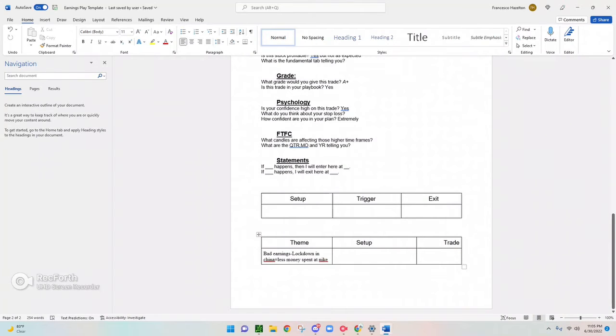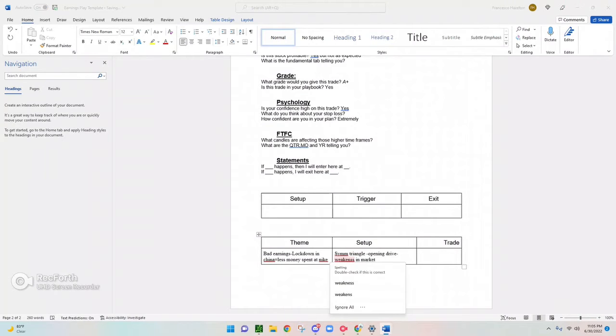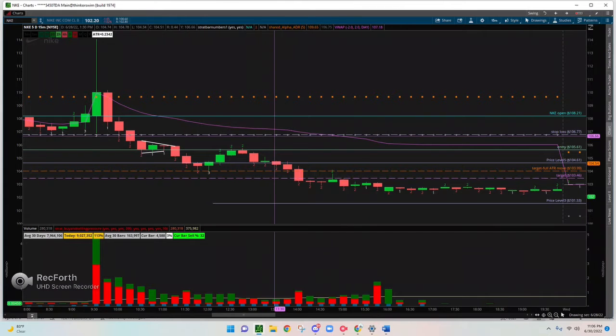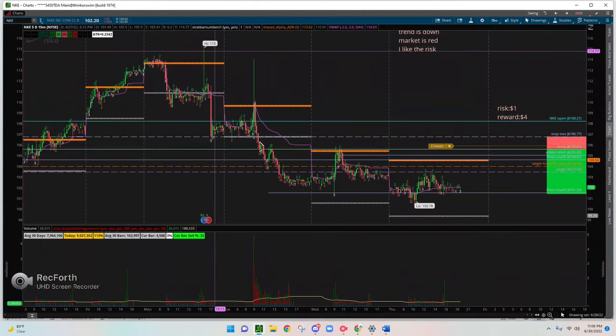And then overall, the most important thing I think for earnings trade is theme, setup, trade. Bad earnings, lockdown in China equals less money spent at Nike. Bad setup, symmetrical triangle. Opening drive, weakness in market. We were seeing a lot of weakness in the market. So I really got that confidence to play it to the short side.